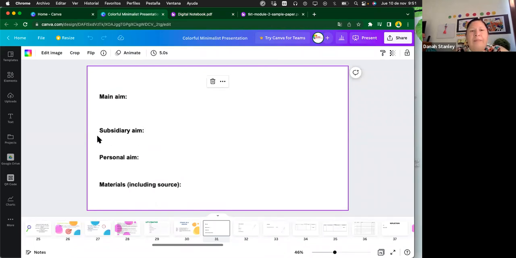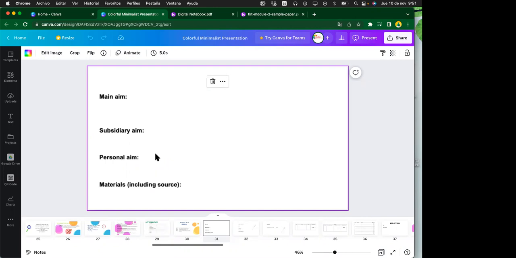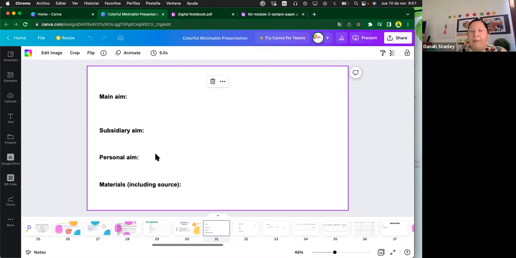Another element is the subsidiary aim. The personal aim. What is the subsidiary aim? The little steps that contribute to the main aim. Excellent. So, in here, I'm going to say what little step or what activity is going to be added in order to achieve the main aim. Then, the personal aim.